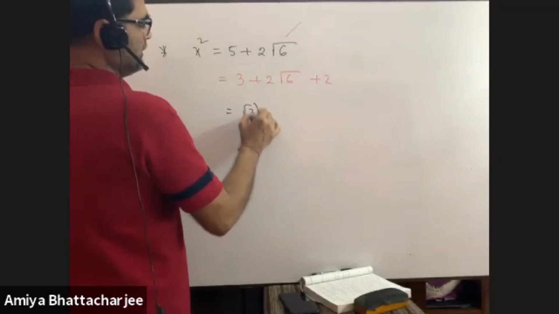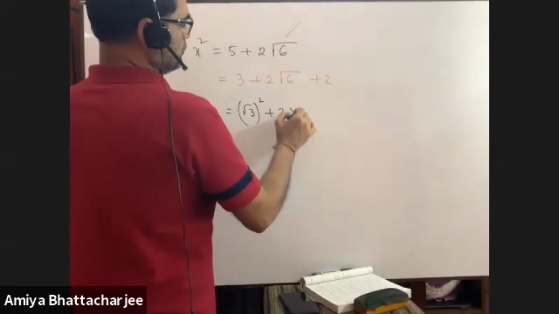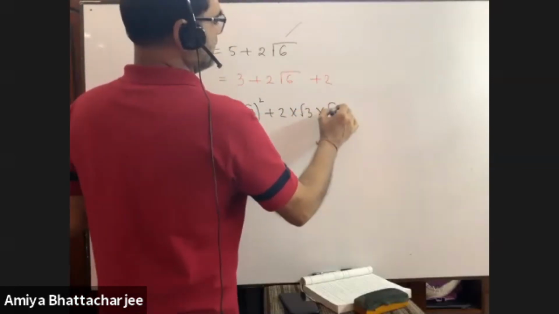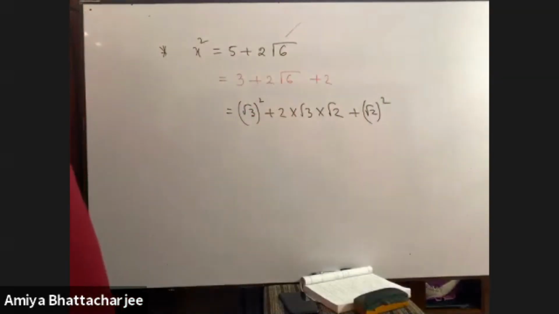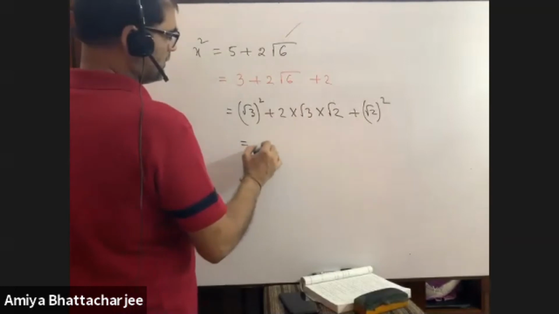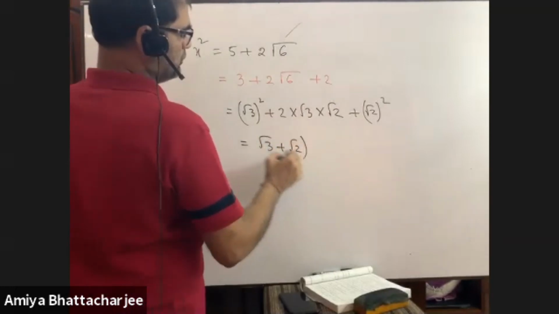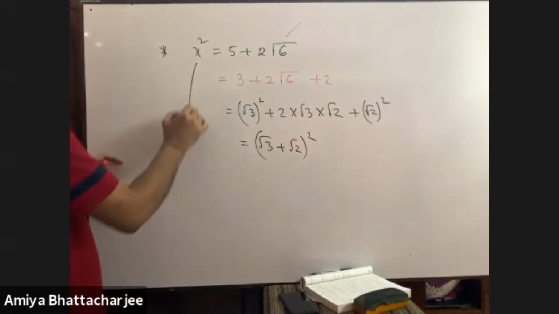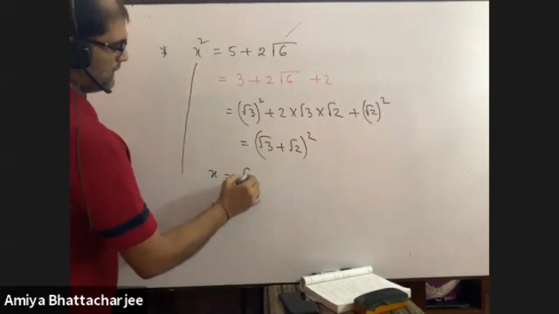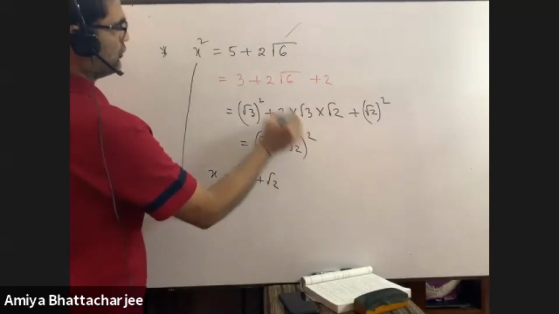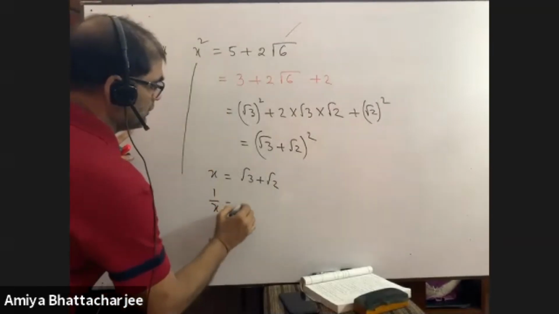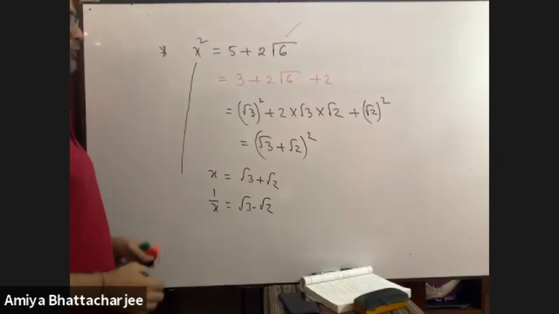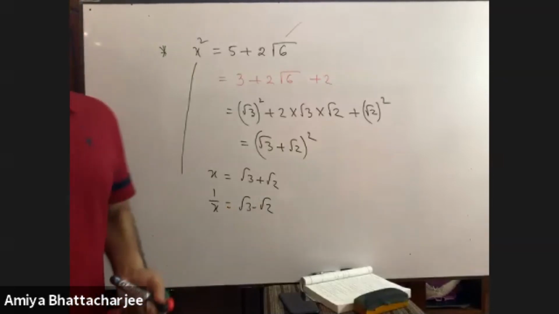This is root 3 whole square plus 2ab, and it is definitely b plus root 2 whole square. Have you got it? a square plus 2ab plus b square. That means root 3 plus root 2 whole square. But we have to find the value of x here. x equals what? Root 3 plus root 2, a square and a square have been omitted. Now, what is 1 by x? Root 3 minus root 2. Is it? Talk to me.